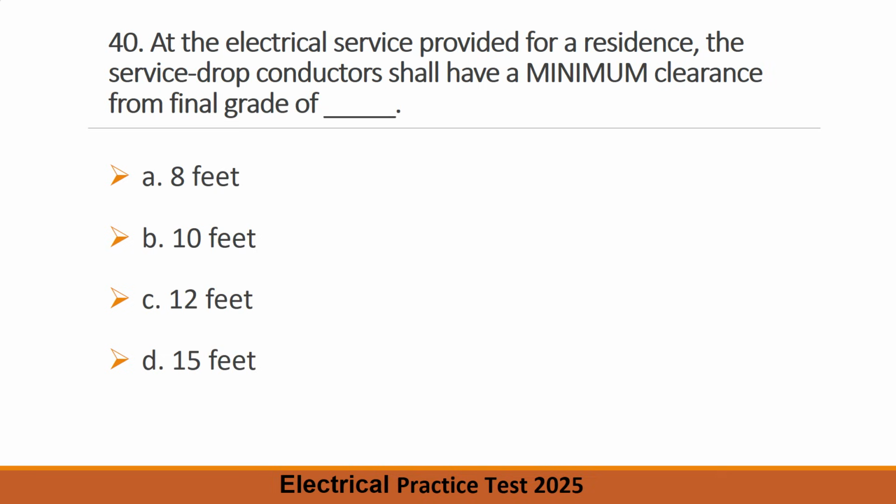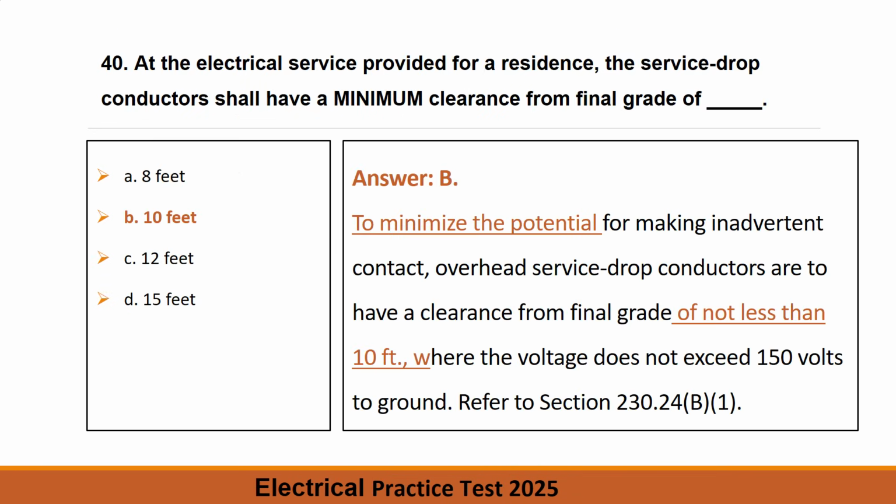40. At the electrical service provided for a residence, the service drop conductors shall have a minimum clearance from final grade of A. 8 feet, B. 10 feet, C. 12 feet, D. 15 feet. Answer, B. To minimize the potential for making inadvertent contact, overhead service drop conductors are to have a clearance from final grade of not less than 10 feet, where the voltage does not exceed 150 volts to ground. Refer to section 230.24, B, 1.